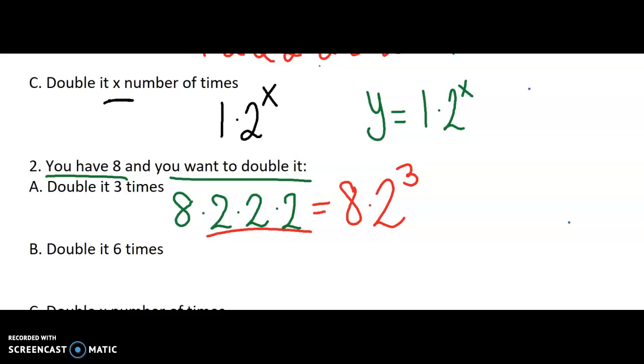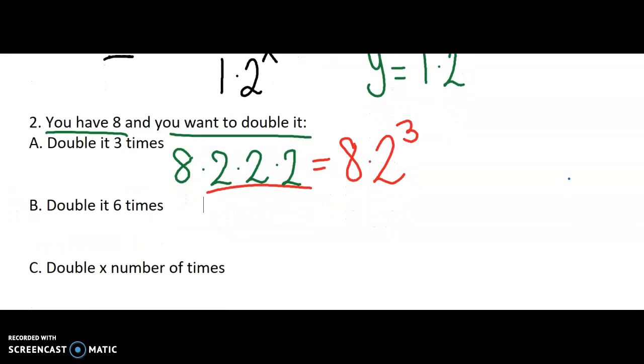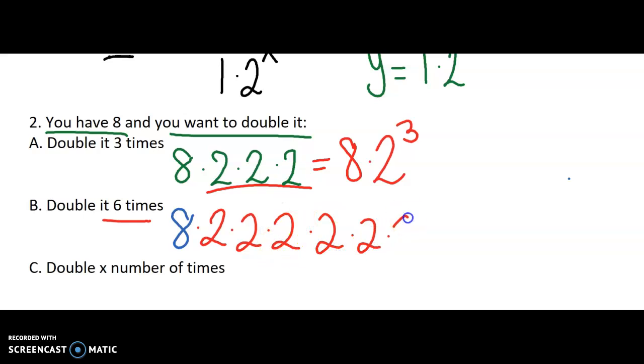Go ahead and try the next one. Pause the video. Doubling it 6 times. So you're going to take 8, and how many times are you going to times it by 2 to double it 6 times? Try it, pause the video, and then continue watching the video. Alright, so I'm assuming that you did that already. So we have 8, and then we're going to double it 6 times. So that means I'm going to multiply by 2 six times: 1, 2, 3, 4, 5, 6. 8 times 2 to the power 6.